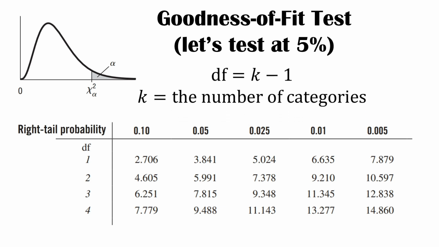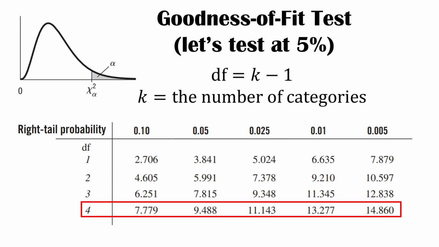Okay, so for a goodness of fit test, the degrees of freedom is just the number of categories minus 1. So here we had 5 categories, Monday to Friday. 5 minus 1 is 4. So we're looking at 4 degrees of freedom. And if we are to conduct a 5% test, the critical value is 9.488.